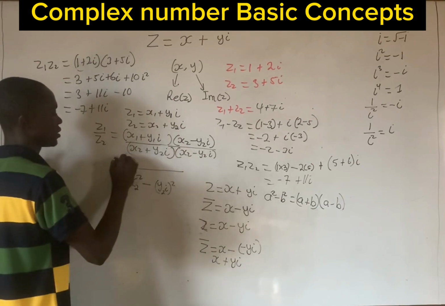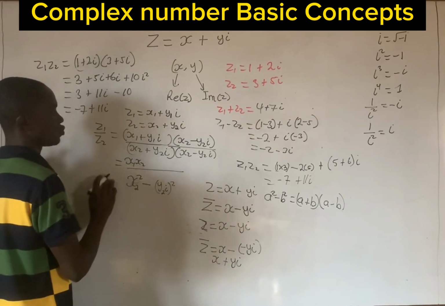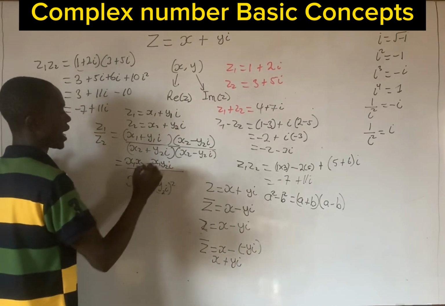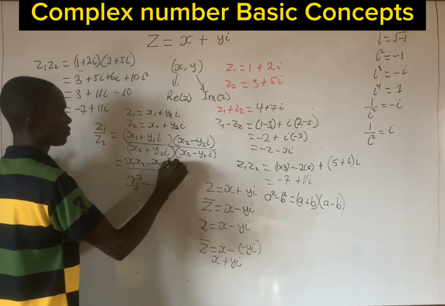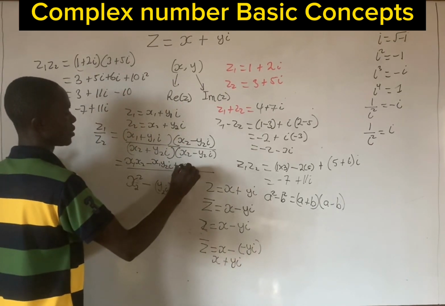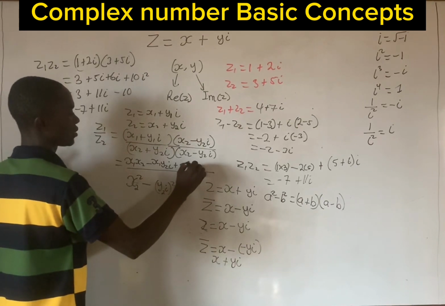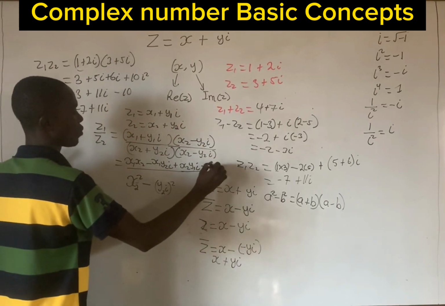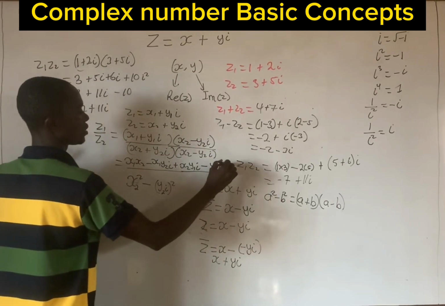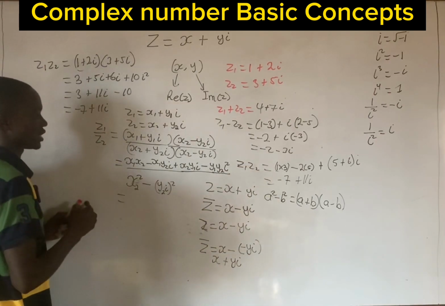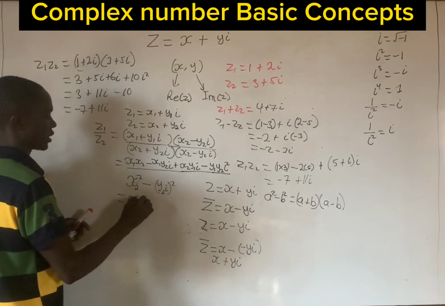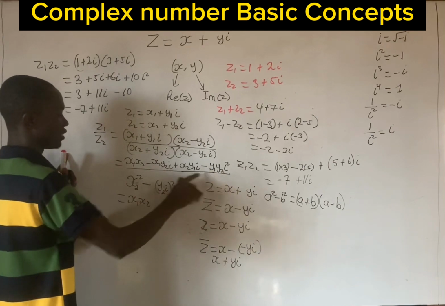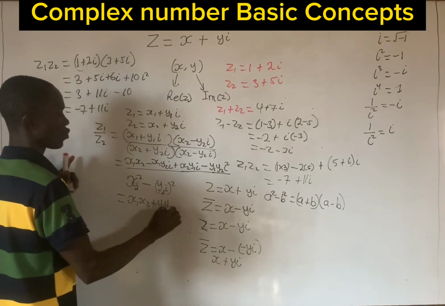x1 times x2 gives x1 x2. x1 times negative y2 i gives negative x1 y2 i. Then this times this gives plus x2 y1 i. Then this times this gives minus y1 y2 i squared. Okay, so let's proceed. This one gives me x1 x2. Now, i squared is negative 1, times negative gives positive. So I bring plus y1 y2.